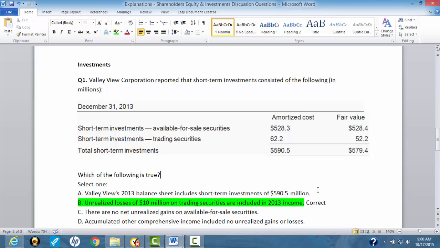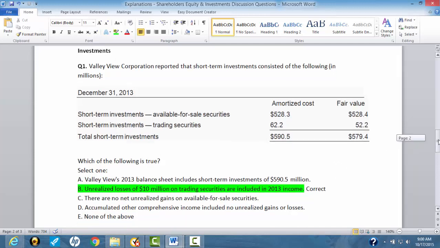Now, the fair value or the fair market value is the price in the market, the stock price, or the market price of the securities. So December 31, 2013, the prices of the available for sale securities and trading securities are provided. Now let's go through the options and discuss them. A. Valley View's 2013 balance sheet includes short-term investments of 590.5 million.